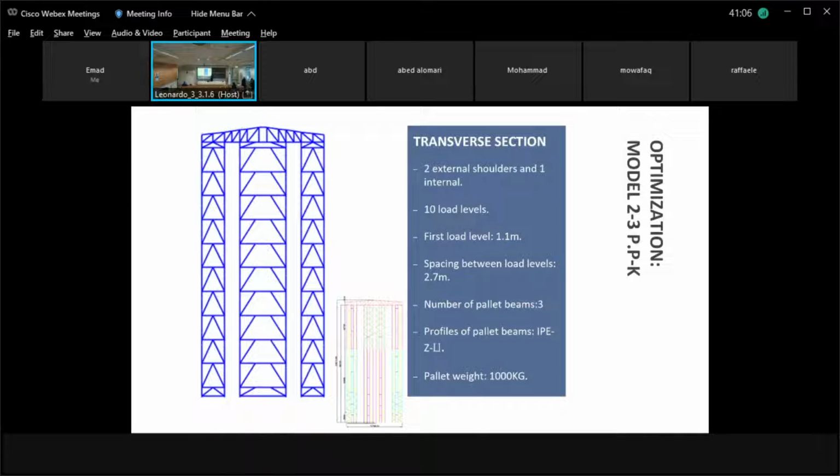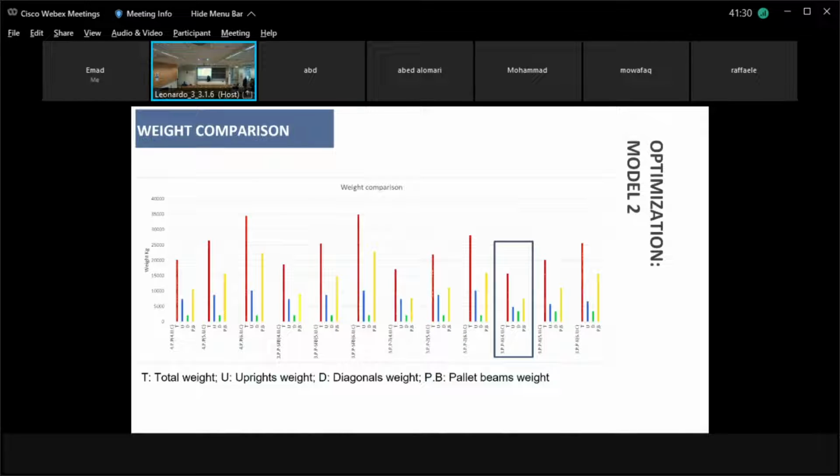The last modification we did: we considered joining the 2 external shoulders into one large shoulder, and the 4 internal ones into a big one with the K bracings. And as you can see here, for supporting the pallet, we use the Z profile and omega profile to support the inner pallets. So comparing all the other models, we obtained that the lightest one is the one with the K bracings.